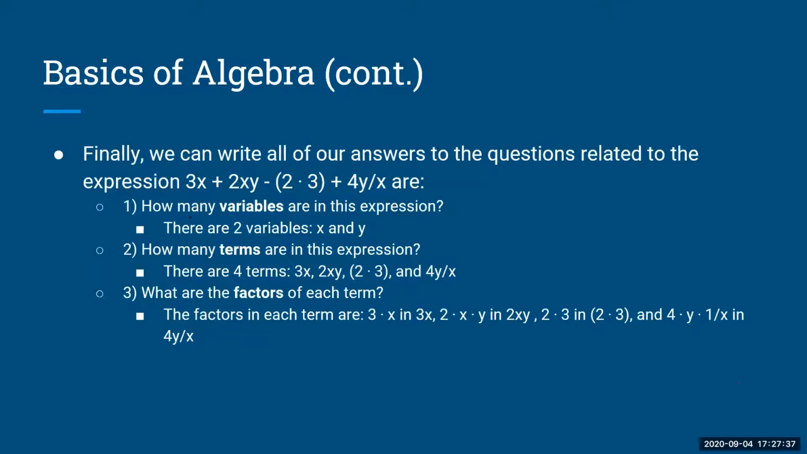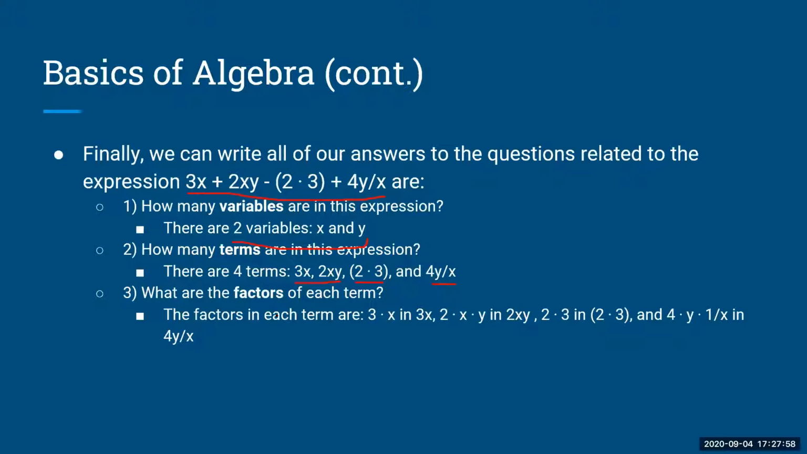And so we can answer all the questions related to this expression right here that I just made up in my head when I'm making this. So number 1, how many variables? Well, there's 2 variables, x and y. How many terms in this expression? There's 4 terms: 3x, 2xy, 2 times 3, and 4y over x.